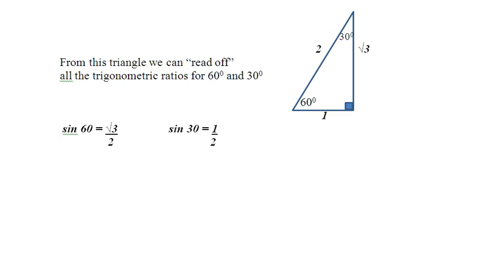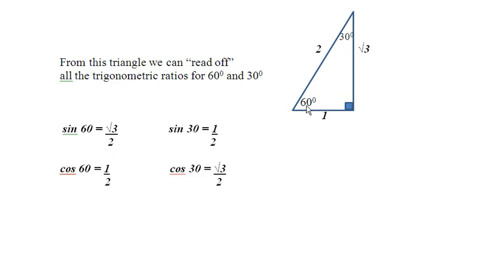Now let's find cos 60. Cos 60 is the adjacent over the hypotenuse, so it is 1 over 2. And looking at 30, cos 30 is its adjacent over the hypotenuse, which is root 3 over 2. And there are the values.